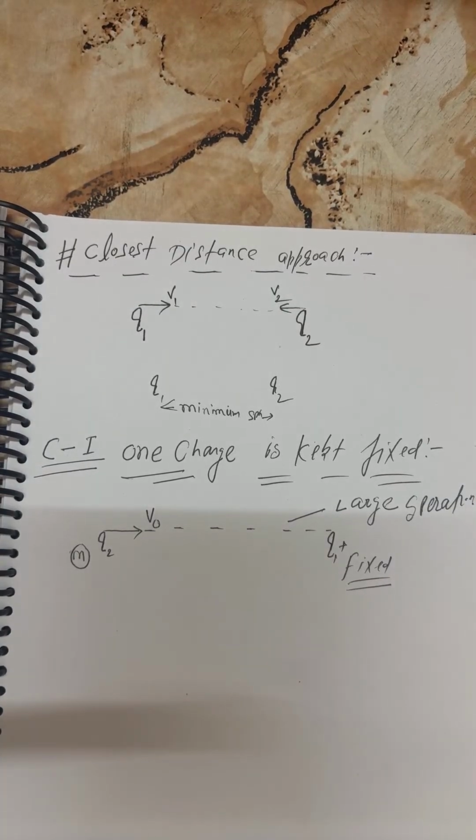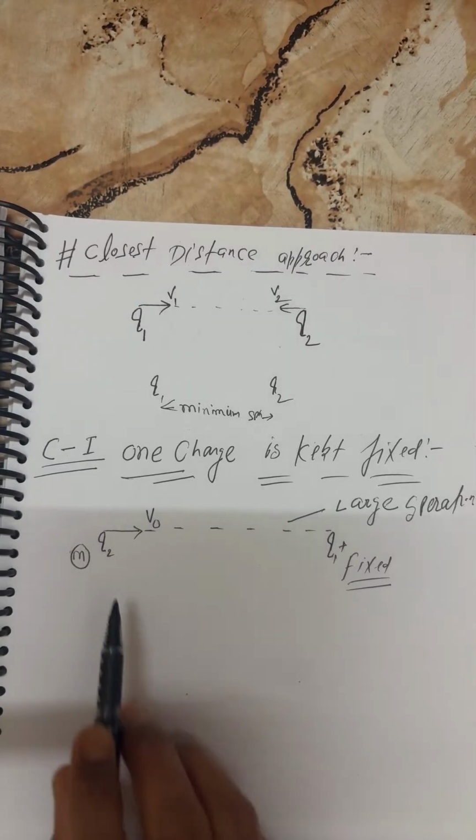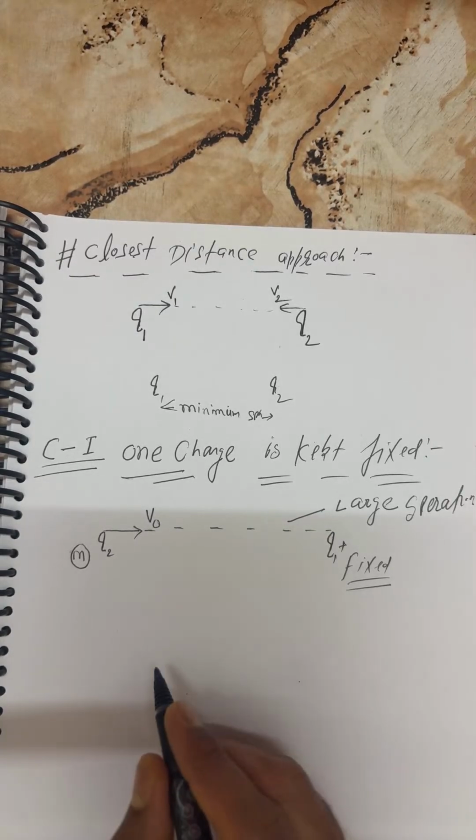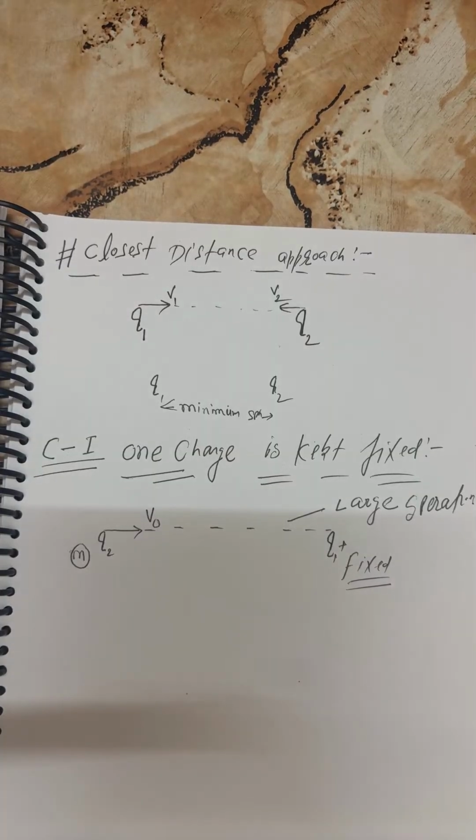Both are at a large separation, my kids. Okay, fine. Here, both are like charges, so repulsion is there. Both like charges, so we can say repulsion is there, right?